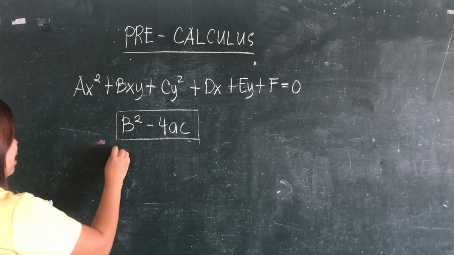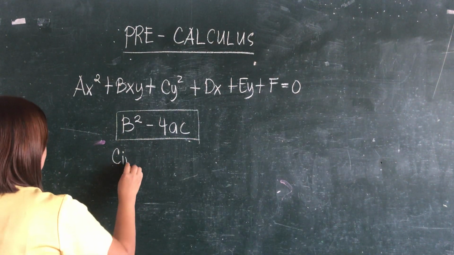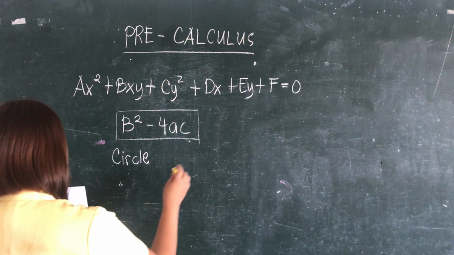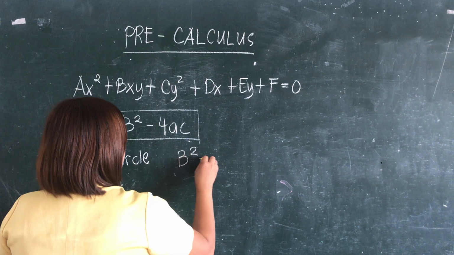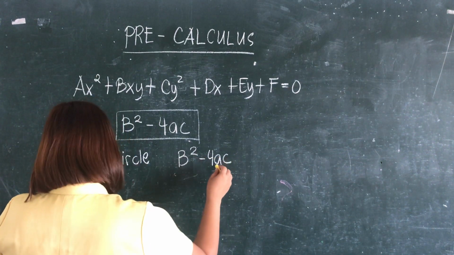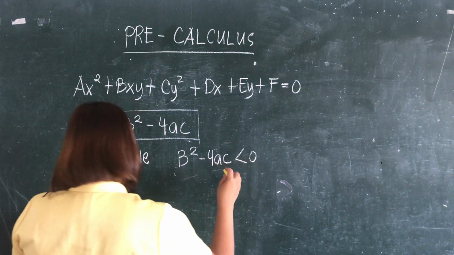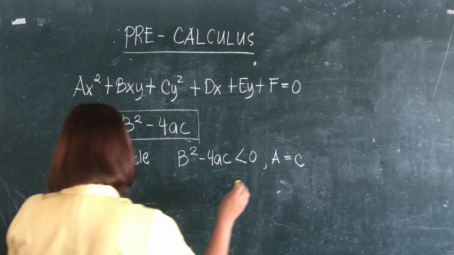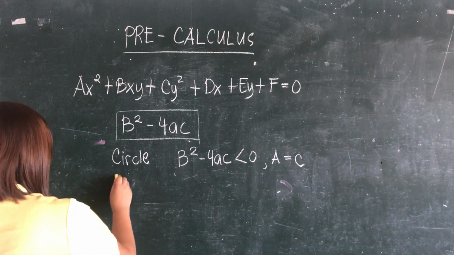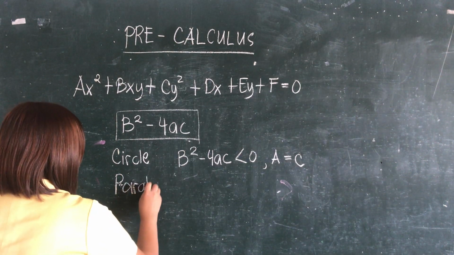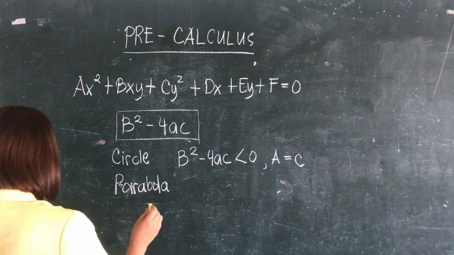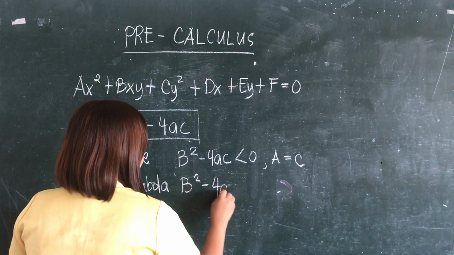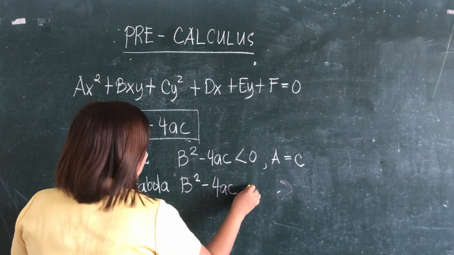So let's write that legend here so that we will have our guide in our solving later on. So b squared minus 4ac is less than 0, or a is equal to c. It will be a parabola if b squared minus 4ac is equal to 0.